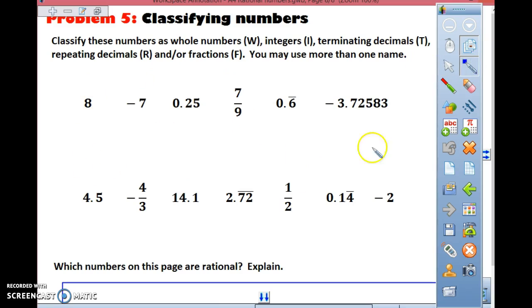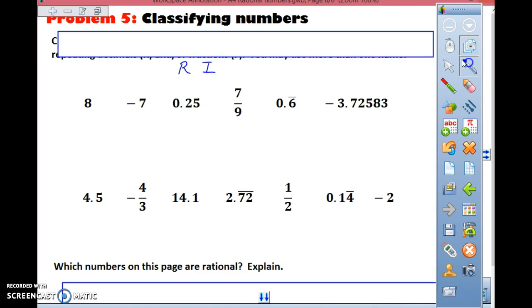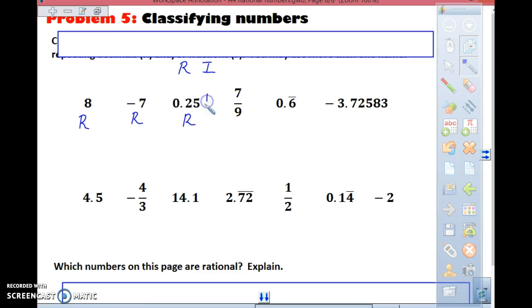So here are some examples. What I want to do is decide whether it's going to be rational or whether the example is irrational. So we're going to ignore these directions here. So rational means it can be written as a fraction, irrational means it can't. So 8 can be 8 over 1. Negative 7 can put it over 1. 0.25 is a terminating decimal, so that is rational. And some of us might know that one as 1/4.